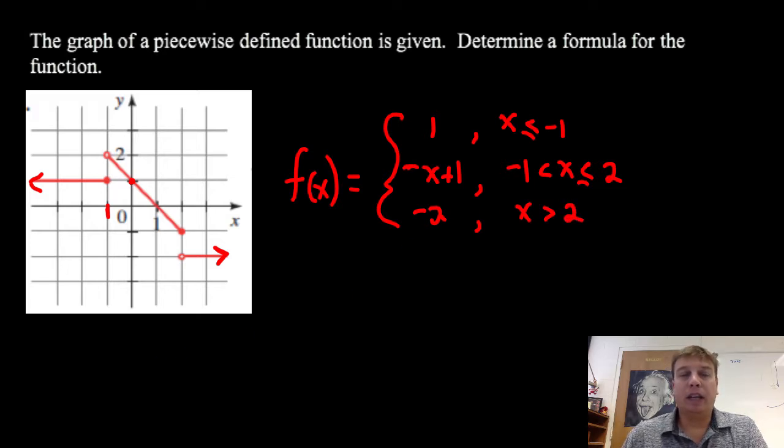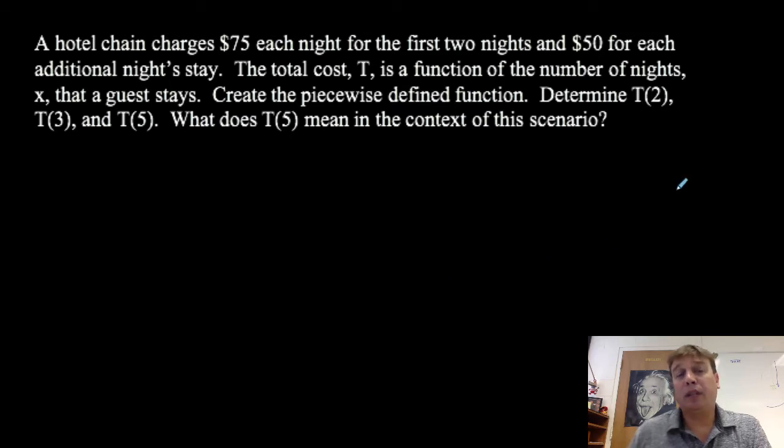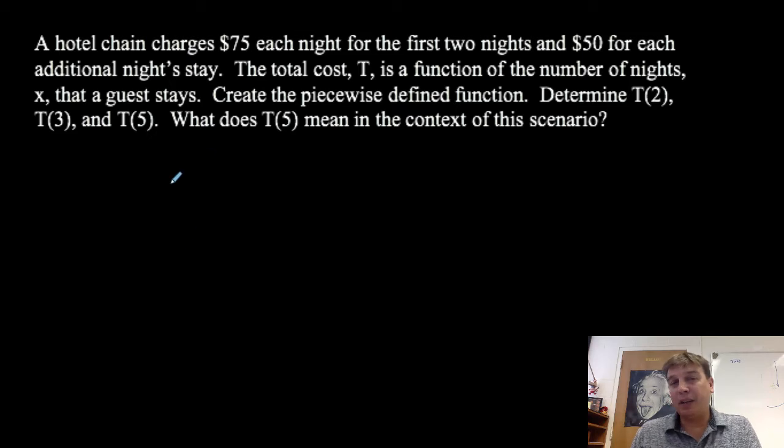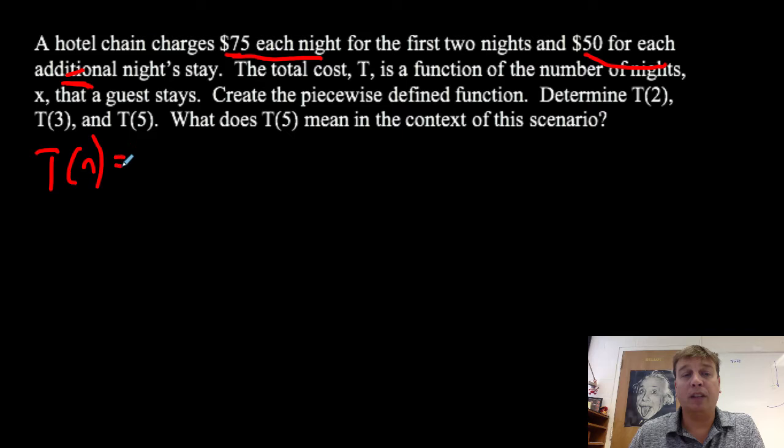Now let's take a look at another example here. A hotel chain charges, again, this is that whole think, show, and tell. I've got to think about what's important here. So $75 each night for the first 2, and $50 each night for any additional. Okay, so now we want to create a function. We know that the total cost is a function of the number of nights. All right, so let's pull out some information here. Total cost is a function of the number of nights.